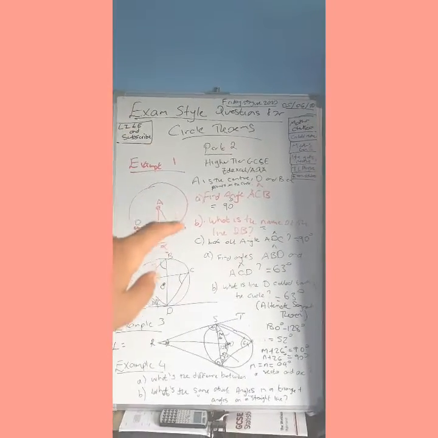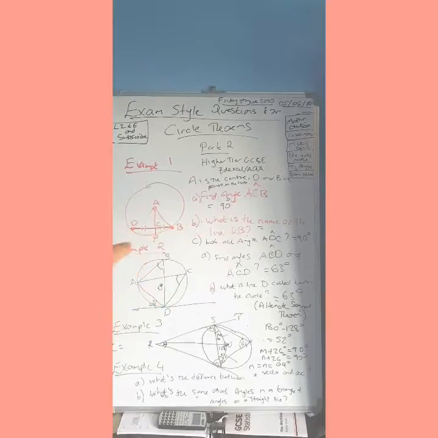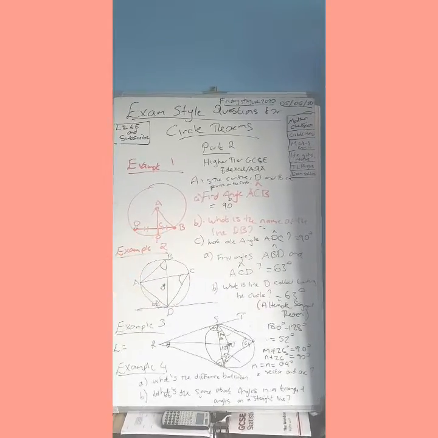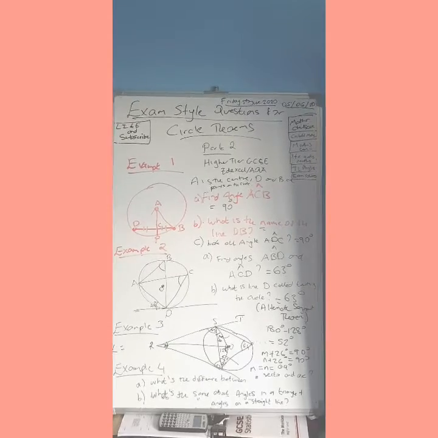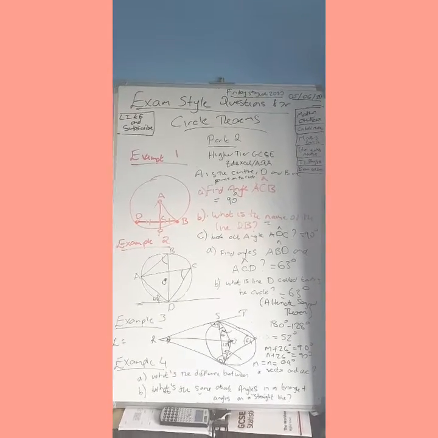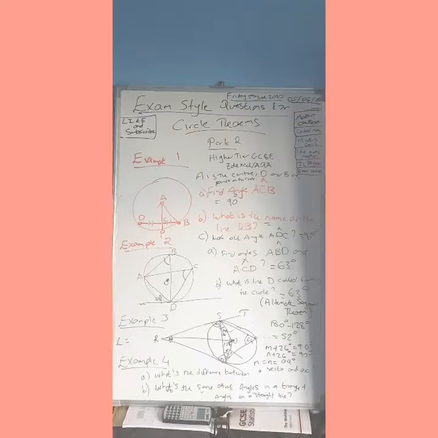What is the name of the line DB? So that's a chord. Line DB is a chord. Remember, guys, that a chord is like a diameter, but it doesn't go through the centre. So that's the key difference.